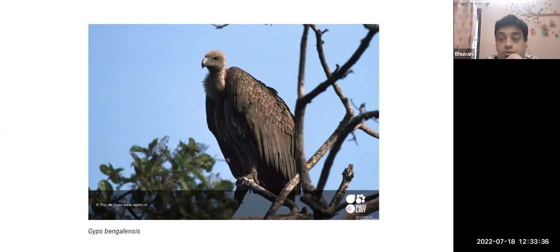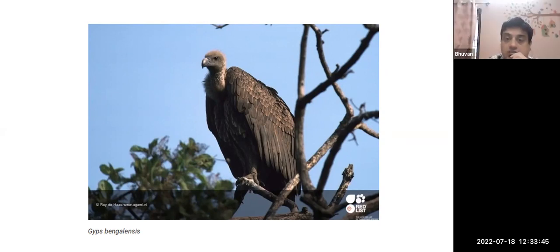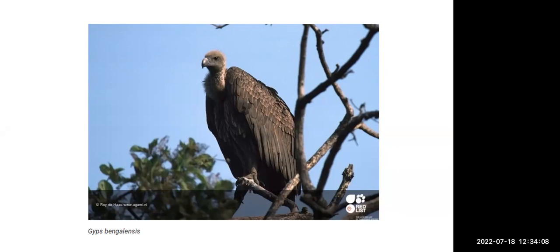At that point of time I'm talking about, when the scientists took samples from the dead birds and researched them scientifically, they found that the main cause was the diclofenac drug. So 90% of the population of the vultures, which was so abundant, has been decimated. This includes Gyps bengalensis and Gyps indicus. So four species of vultures are facing a critical threat of extinction.